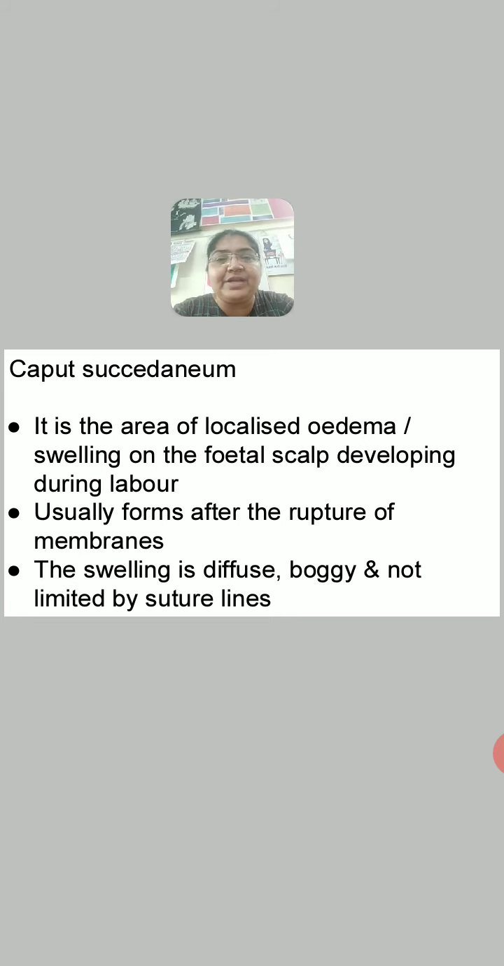Another effect on the fetal head is caput succedaneum that you have studied in the second year class in forensic medicine. It is the area of localized edema or swelling on the fetal scalp which develops during labor. So on some area of the fetal scalp there is localized swelling. It usually develops after the rupture of the membranes.